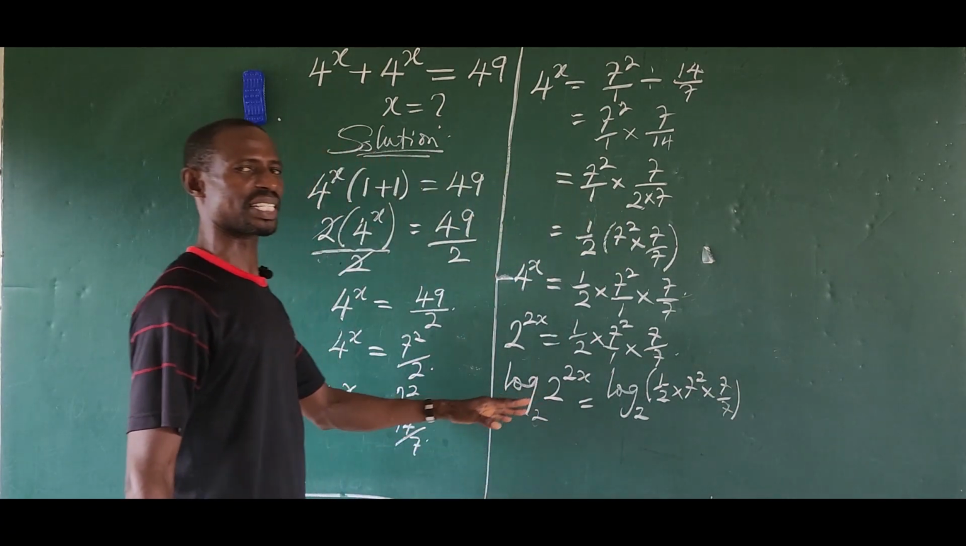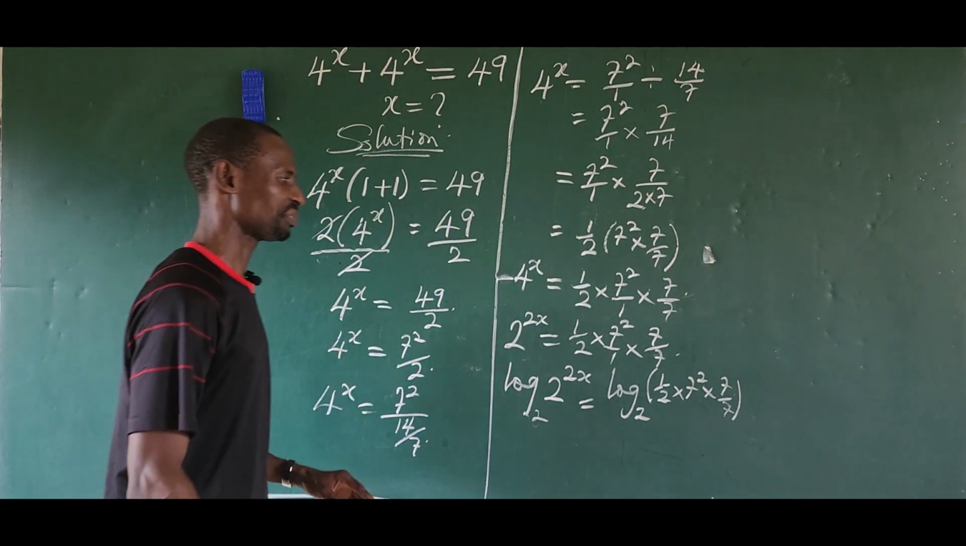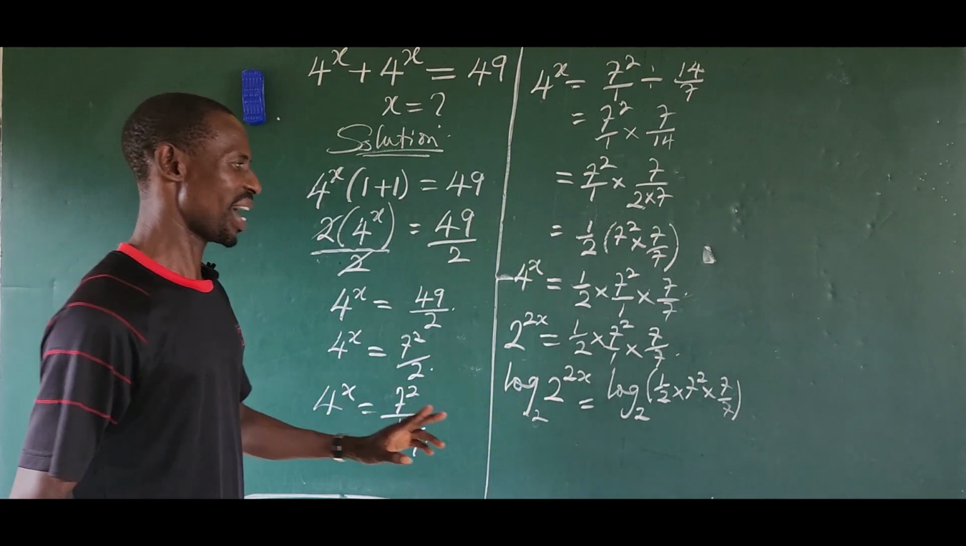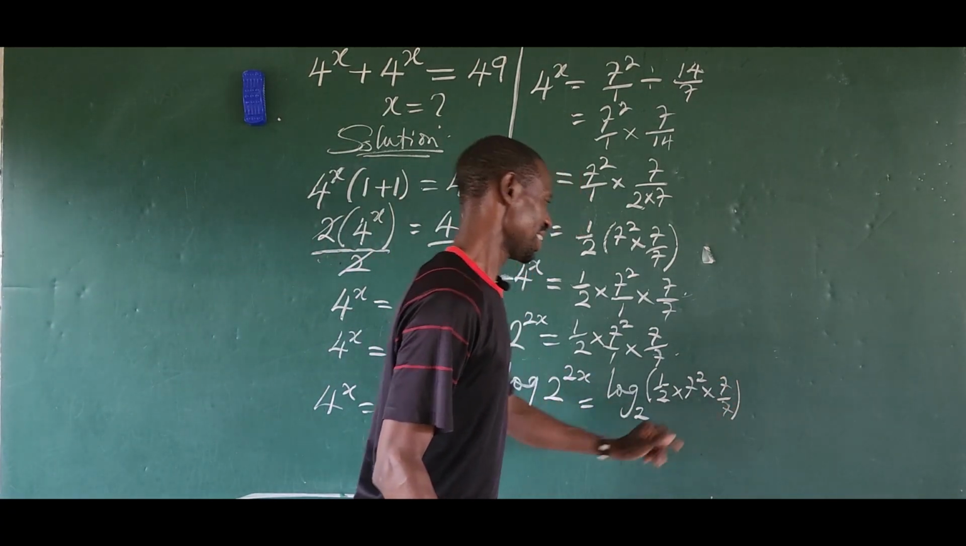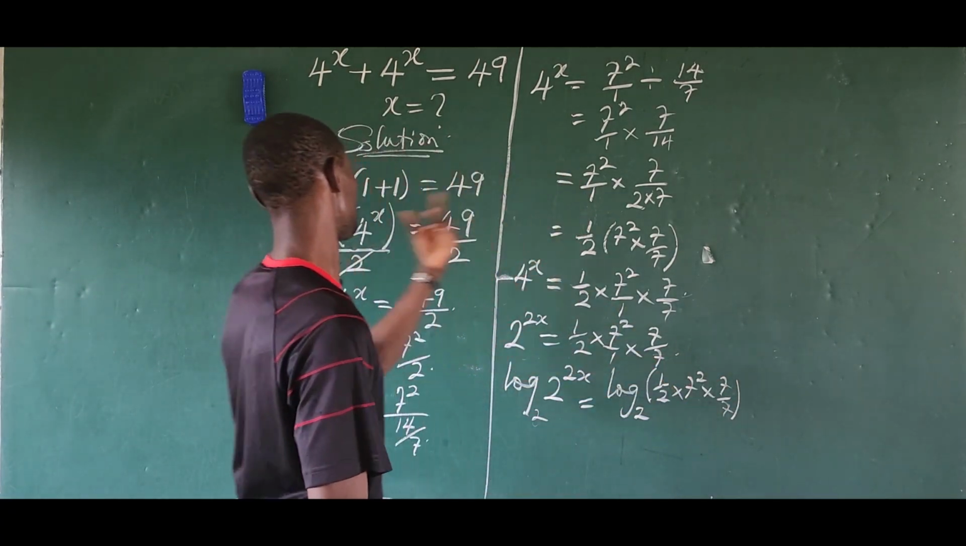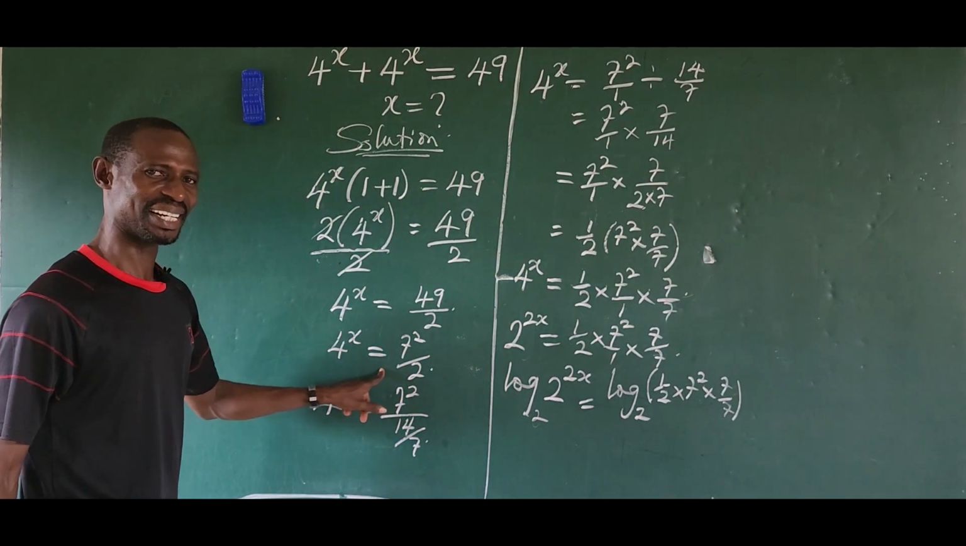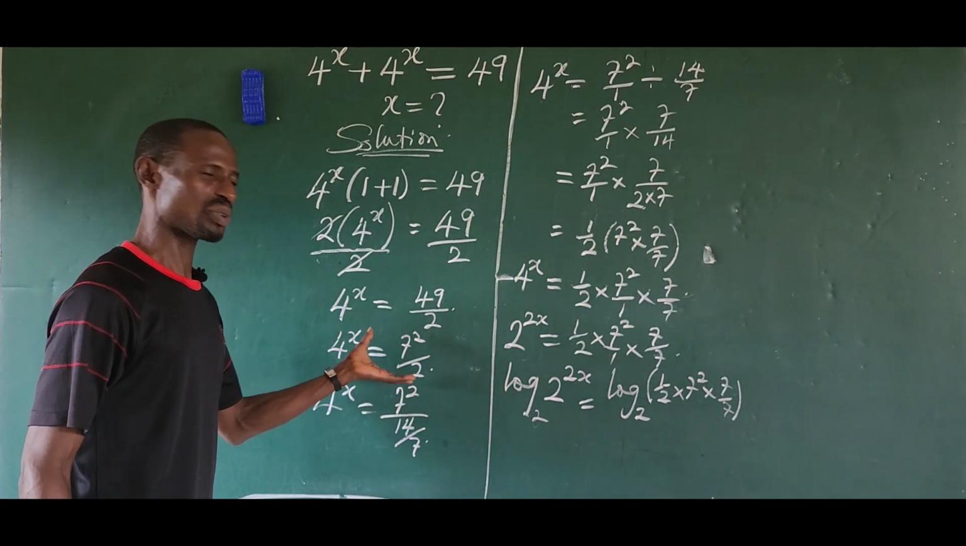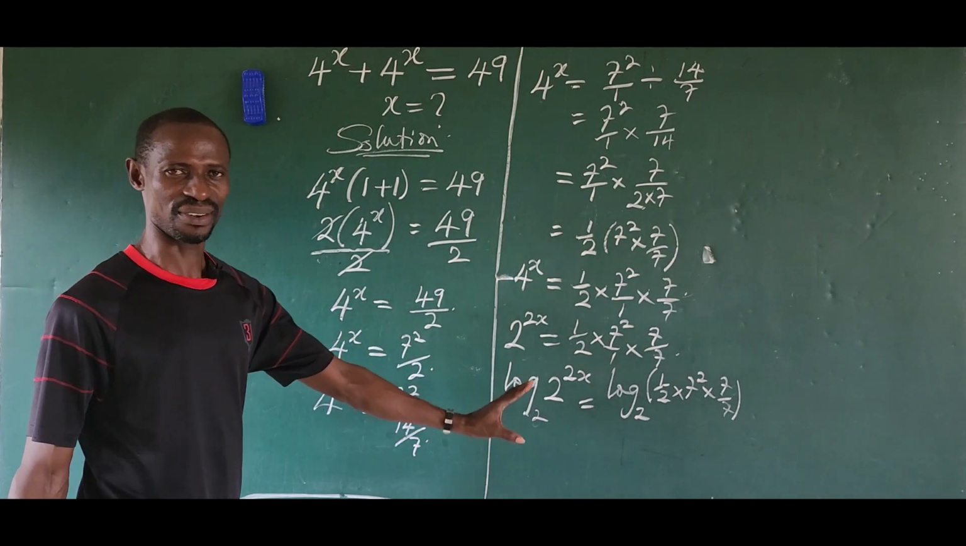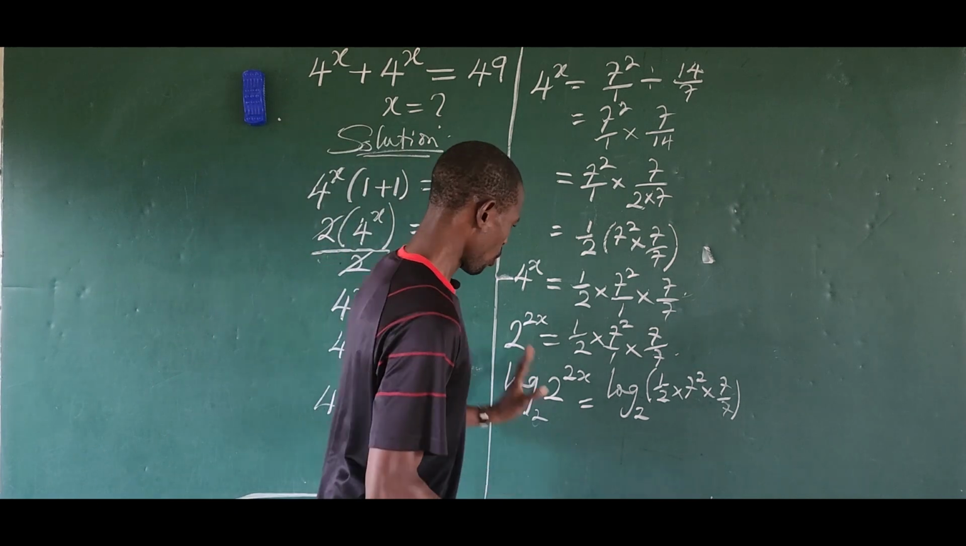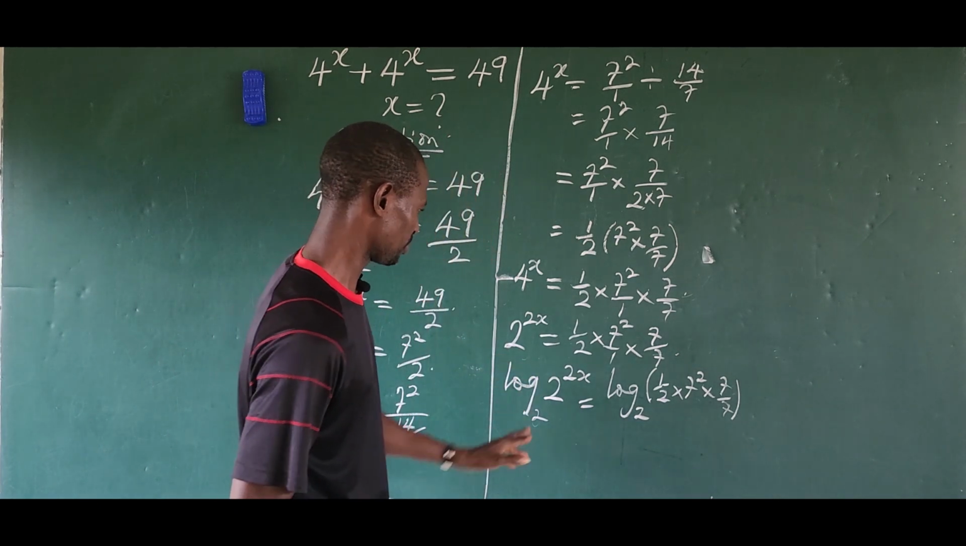I know 7 all over 7 will give us 1, right? Good. But let's still go on. The reason why I decided not to divide this down is because this will now take us back to this side. And I told you we could as well simplify this down, but we just want to have some fun here. All right, so what we do next here now is this.